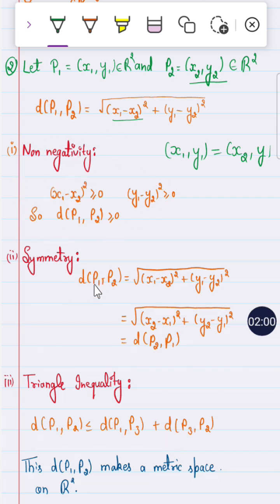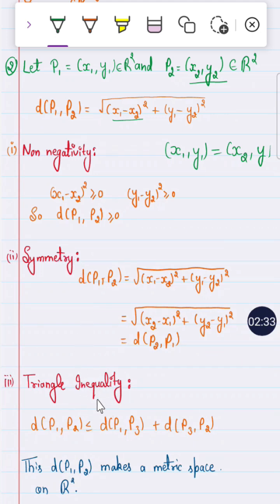For symmetry, d of p1, p2 equals the root of (x1 minus x2) whole squared plus (y1 minus y2) whole squared. If you take (x2 minus x1) whole squared plus (y2 minus y1) whole squared, there is no change between this and this. So it becomes d of p2, p1. This implies that d of p1, p2 equals d of p2, p1. So this has the symmetric property.